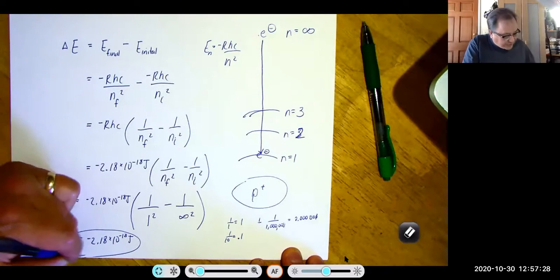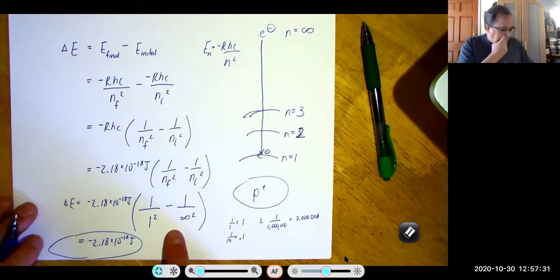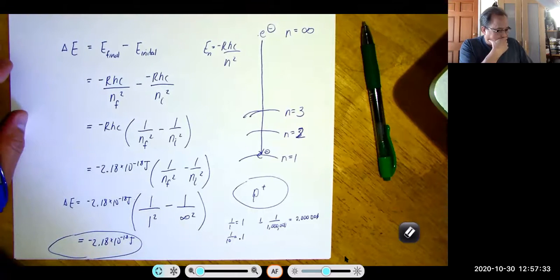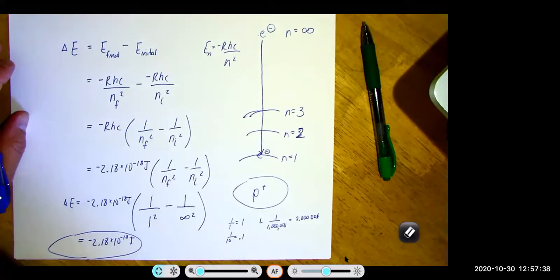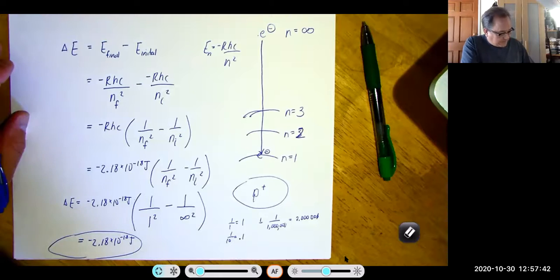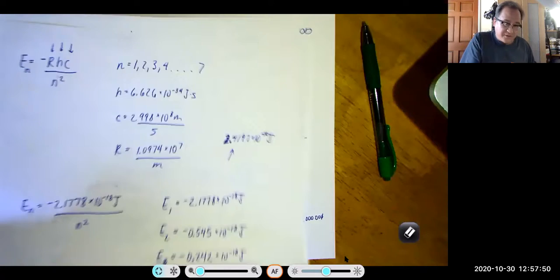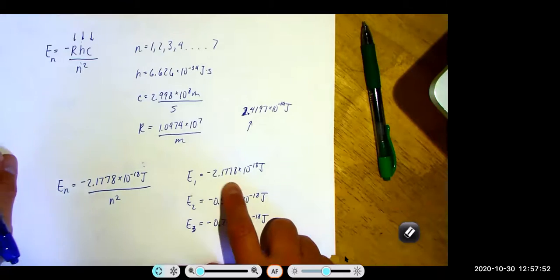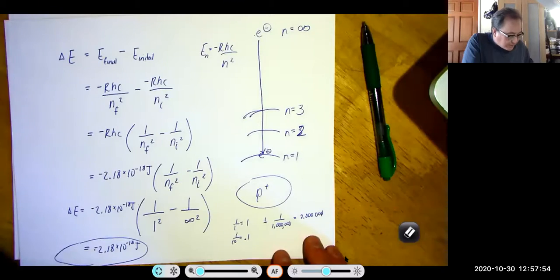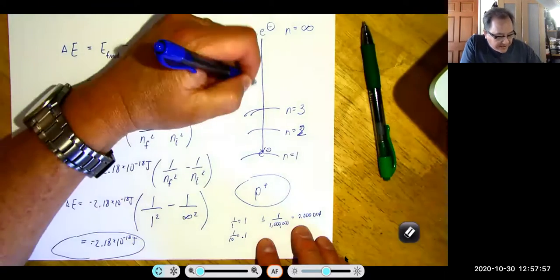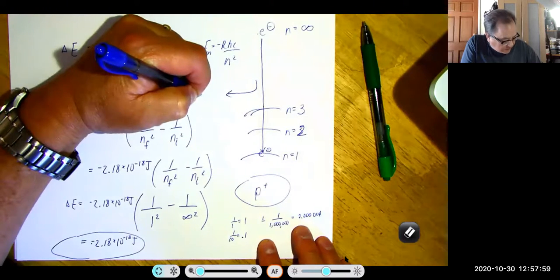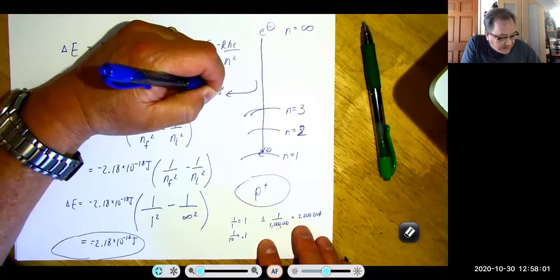Now, one thing I need to do though is use the constant, and we get this one, which is the number we calculated way back here. Do you remember this? It's the same number. So this number is the amount of energy that is given off when the electron ends up in the first orbit.